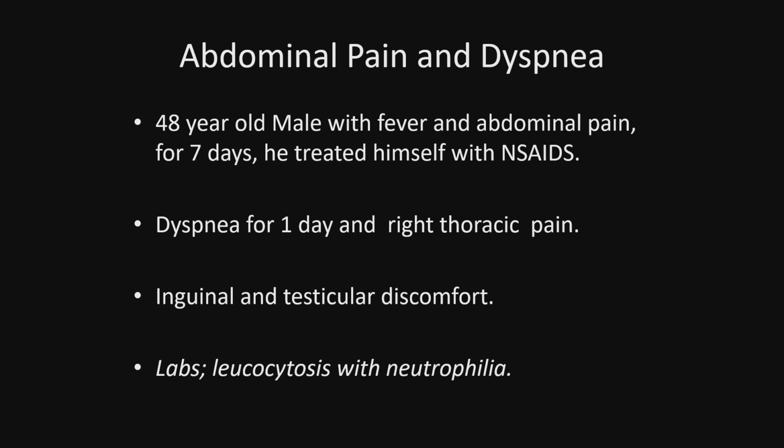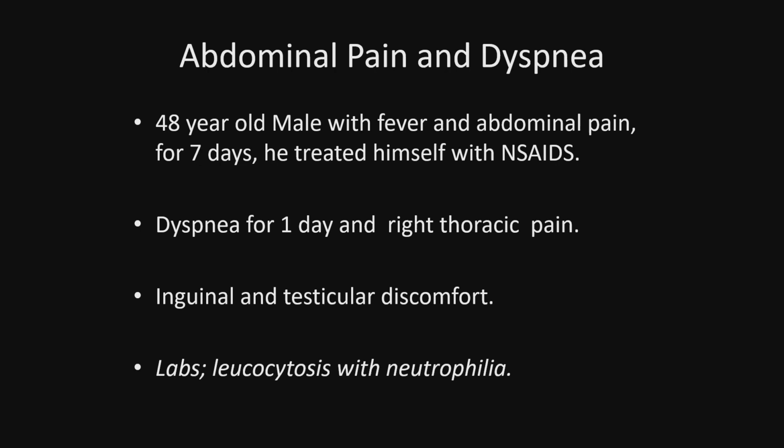We're going to start with this case in a patient that had abdominal pain. This was a 40-year-old male with fever and abdominal pain for 7 days. He treated himself with local analgesics and some systemic analgesics for these 7 days. He had dyspnea that started 1 day ago and right thoracic pain. As well, during the physical exam, he said he had some inguinal and testicular discomfort. In his labs, he had leukocytosis with neutrophilia.